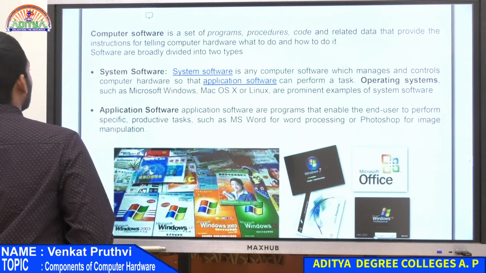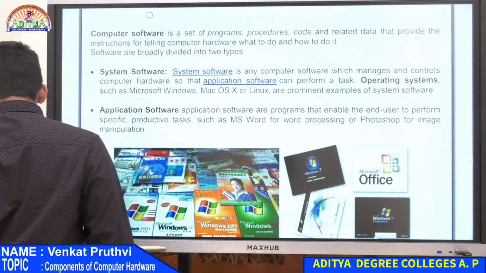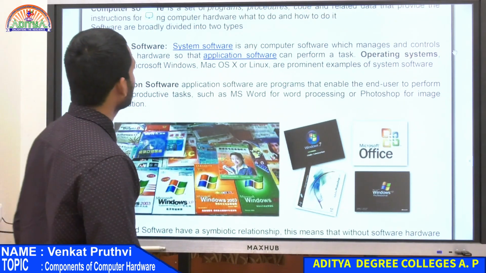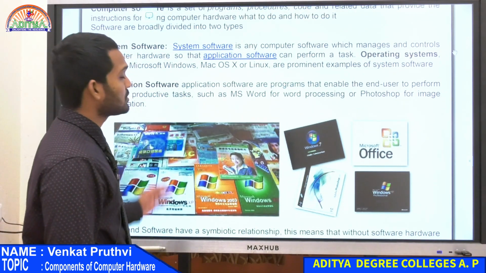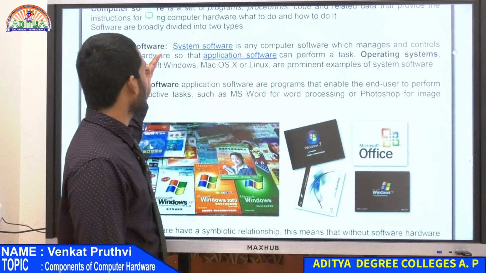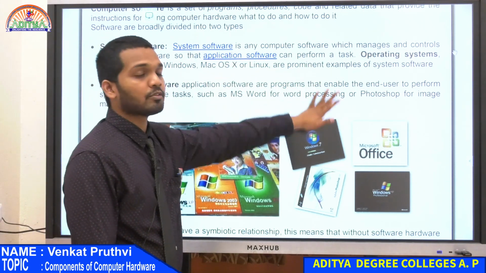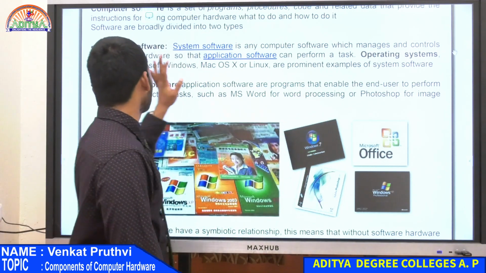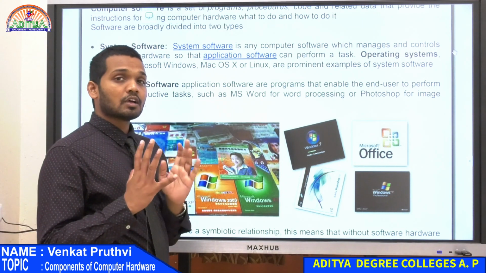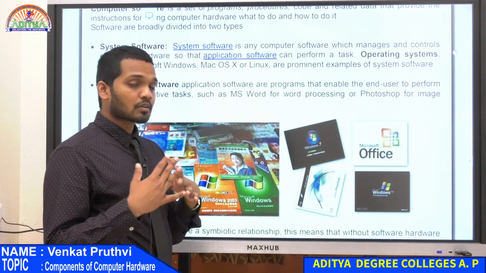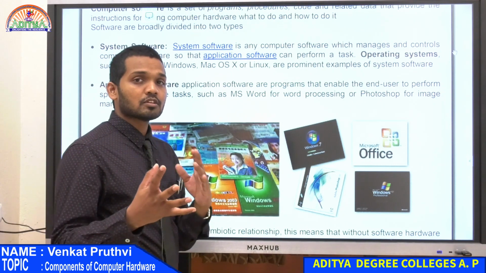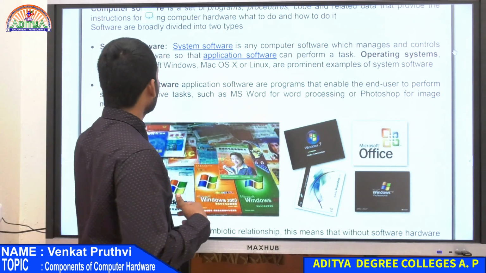Now software is broadly divided into 2 types. What are those 2 types? System software and application software. What do you mean by system software? System software is any computer software that manages and controls computer hardware so that application software can perform a task. Operating systems are the best example of system software, because they are the software which is processing all the information for us, performing all the tasks, and also processing the programs that are required.